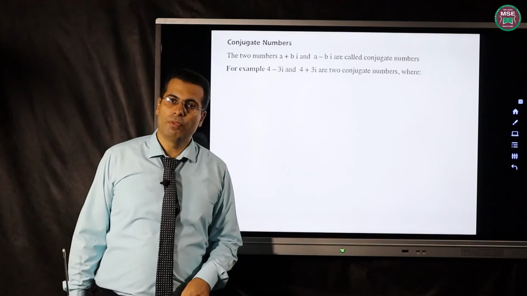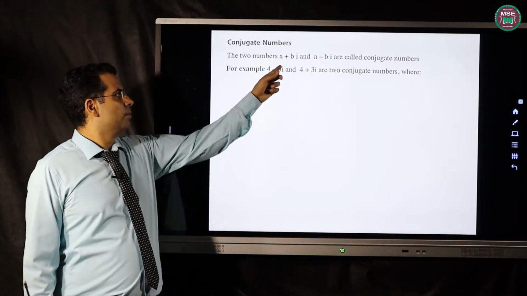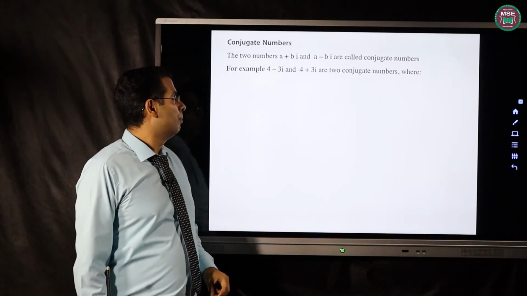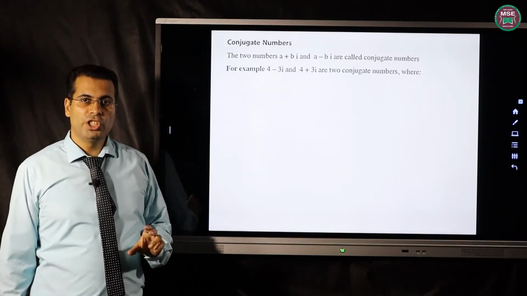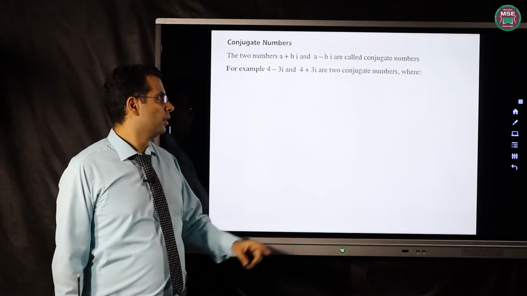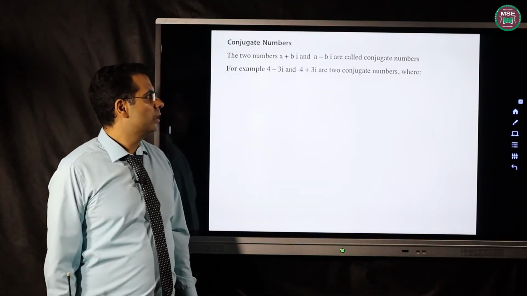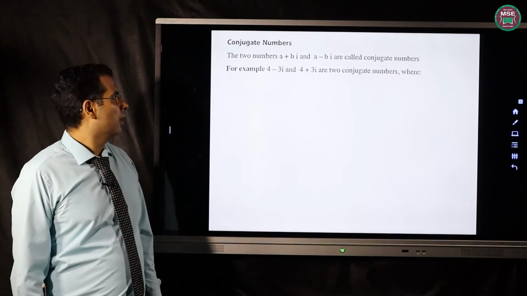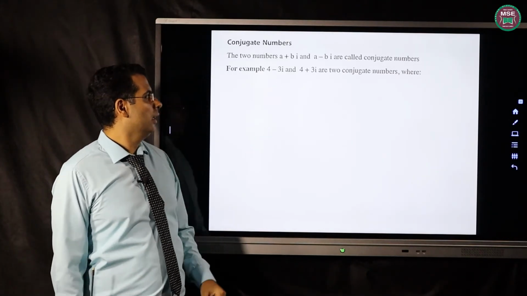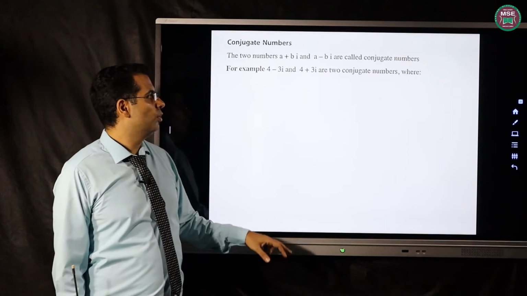Conjugate numbers. What is the meaning of conjugate numbers? A plus bi is a complex number. Its conjugate changes the sign of the imaginary part, so a minus bi is its conjugate. For example, 4 minus 3i and 4 plus 3i are two conjugate numbers.